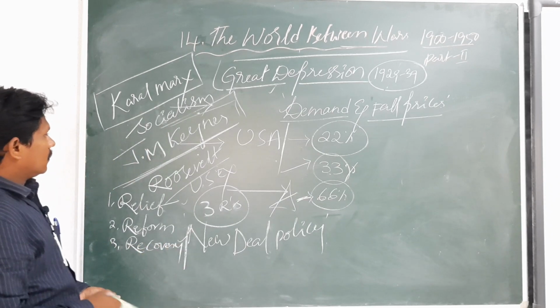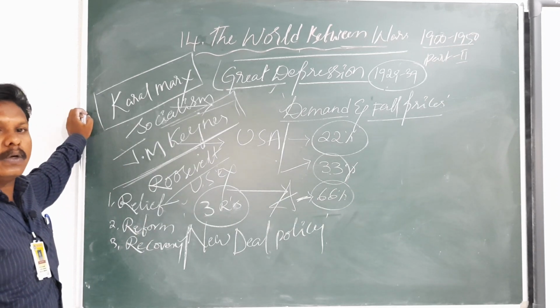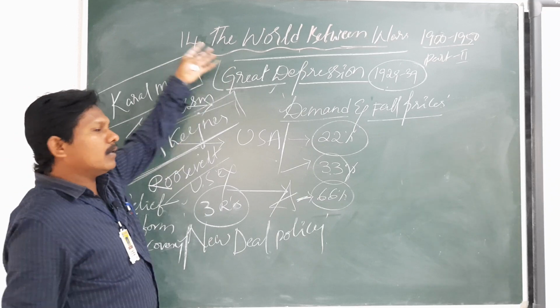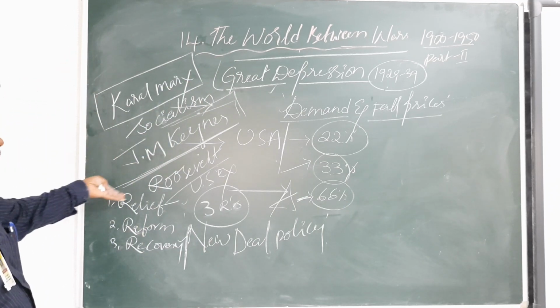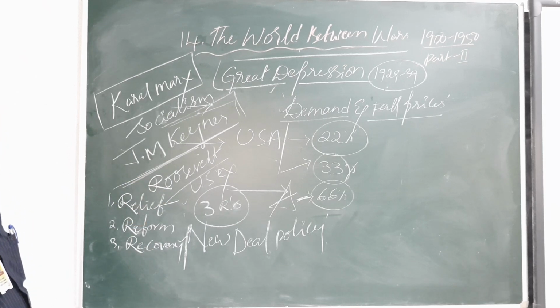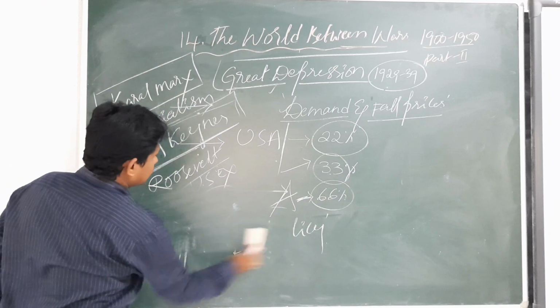So different economists and politicians gave suggestions during the Great Depression. The first is Karl Marx, the second is J.M. Keynes, and the third is Roosevelt, who also gave different suggestions.